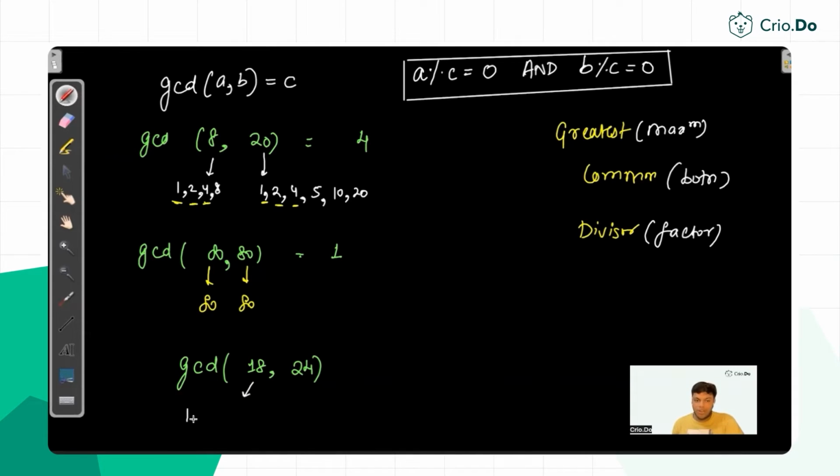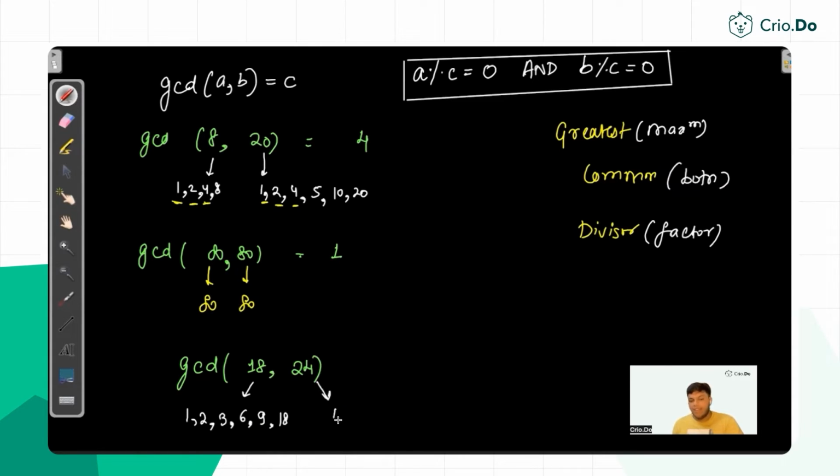1 is a factor for sure. 2 is a factor because 18 is an even number. 3, yes, 3 is also a factor. What about 4? No, 18 is not a multiple of 4. What about 5? No. What about 6? Yes, surely it is. What about 7? No. What about 8? No. What about 9? Yes. After 9, there will be directly 18.